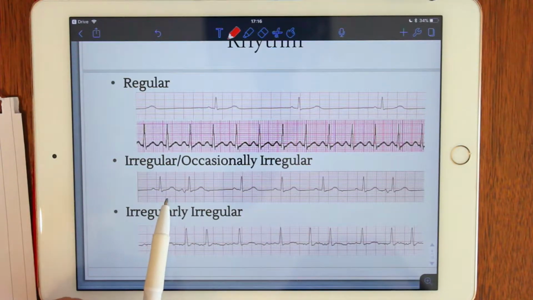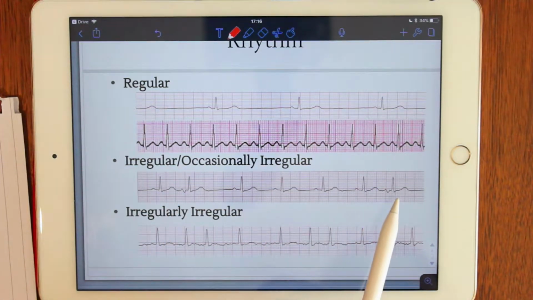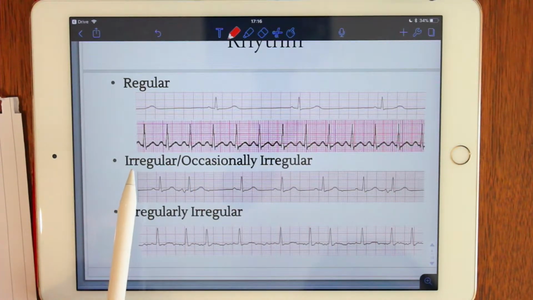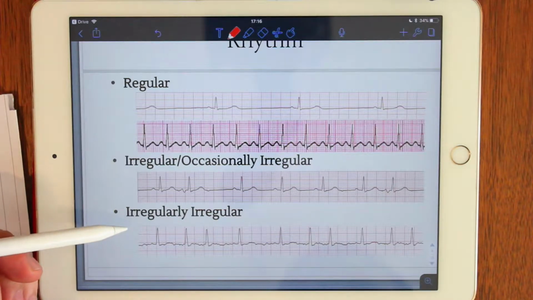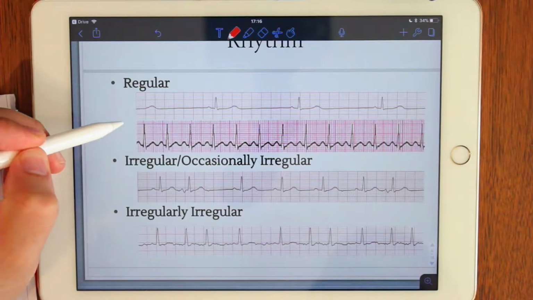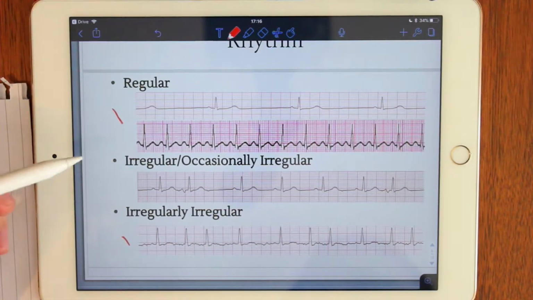Now in this pattern, you can see that there's an irregular beat here, but then it returns to a regular rhythm. And then you have another irregular beat, which is why we call this occasionally irregular or irregular. In an irregularly irregular beat, there is no pattern to the irregularity. These beats and these beats are easy to describe. Everything else can be labeled as irregular or occasionally irregular.